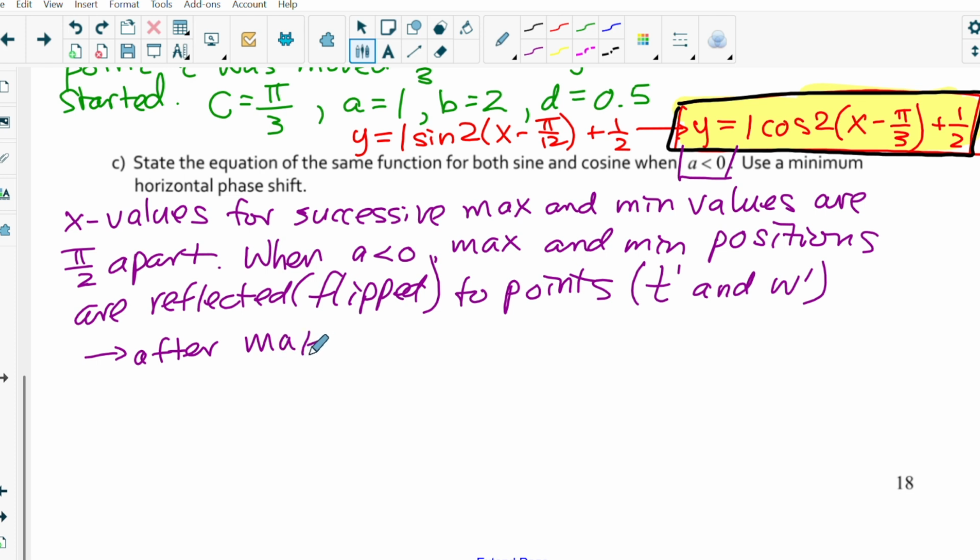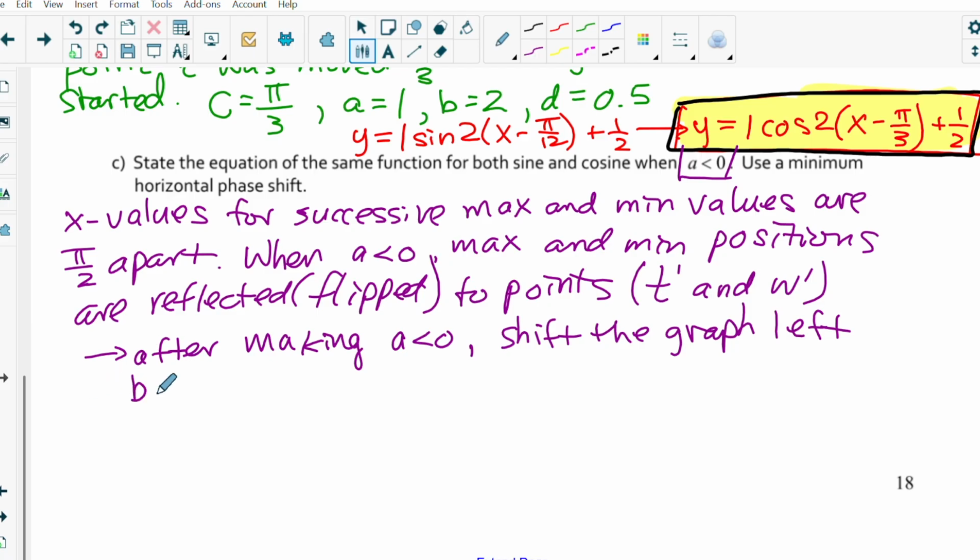After making a less than 0, so we're reflecting, we shift the graph left by how many units? By, should make sense, by pi over 2 units, so that I'll pick W prime.